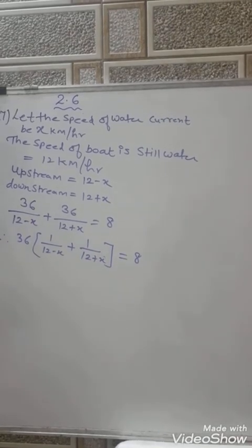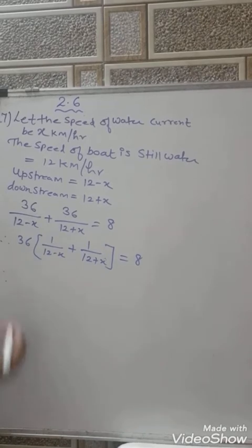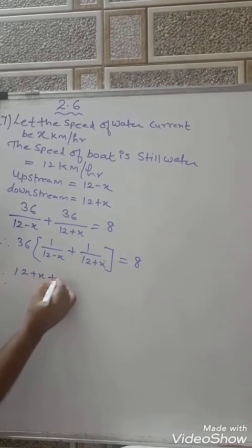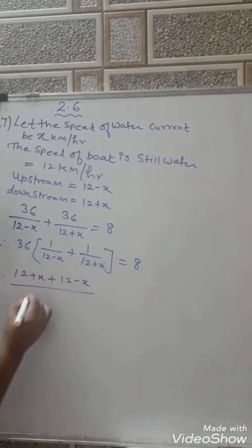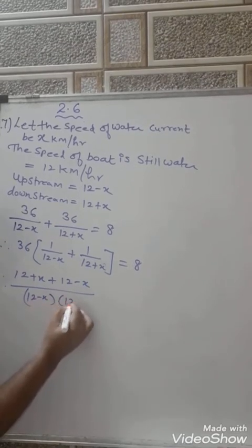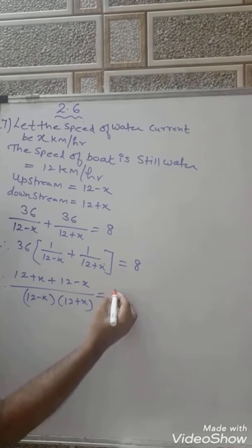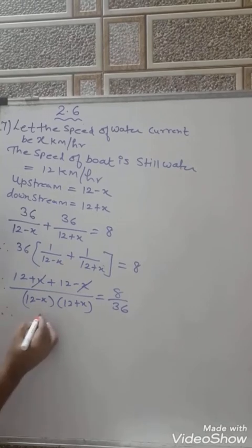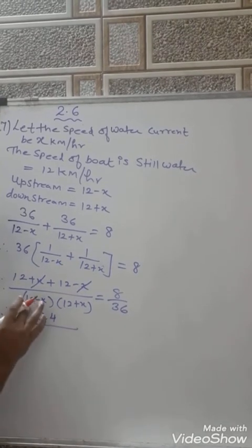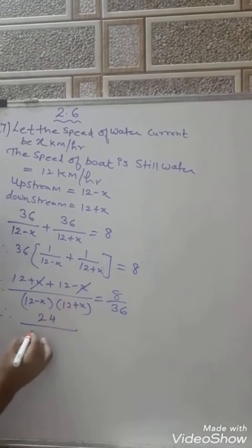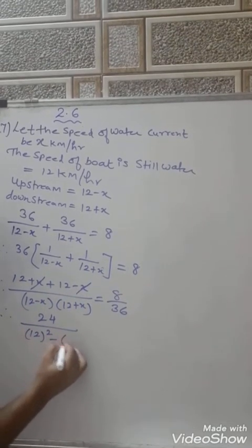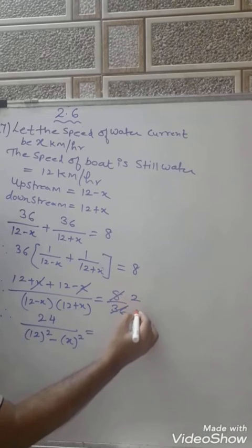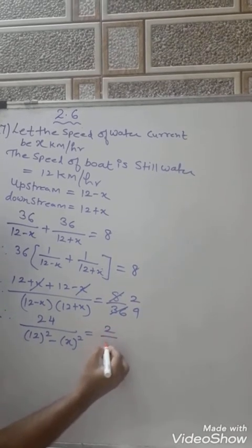Now the 36 we take to that side. So here we cross multiply: 12 plus x plus 12 minus x, the whole upon 12 minus x into 12 plus x, equals 8 upon 36. So plus x and minus x cancel. You get 24 upon (a minus b)(a plus b), so that is square of 12 minus square of x. And this we cancel with 4: 4 twos are 8, 4 nines are 36. So you get 2 upon 9.